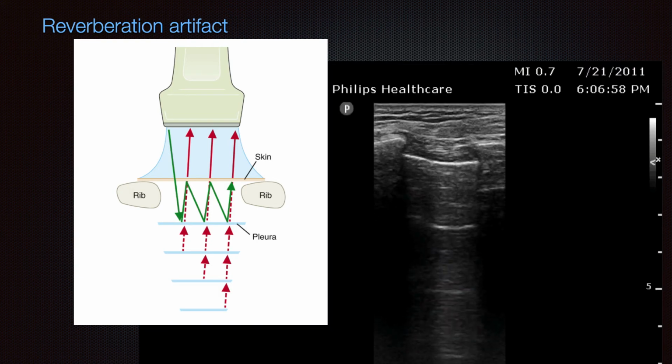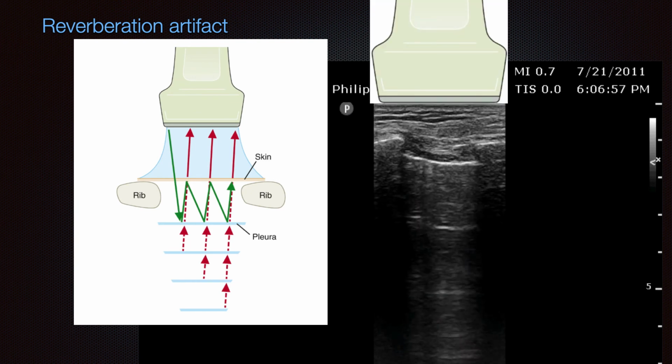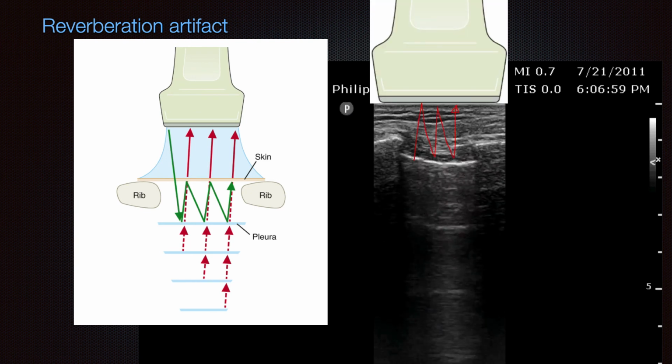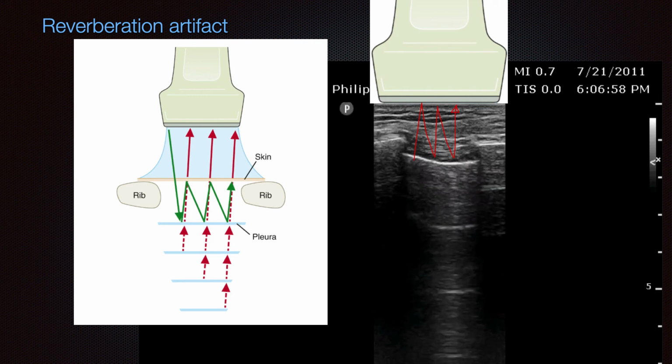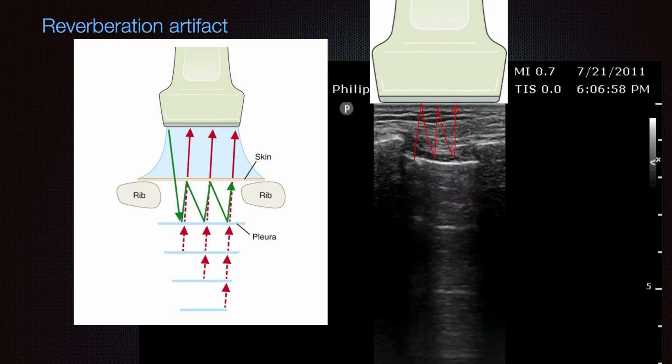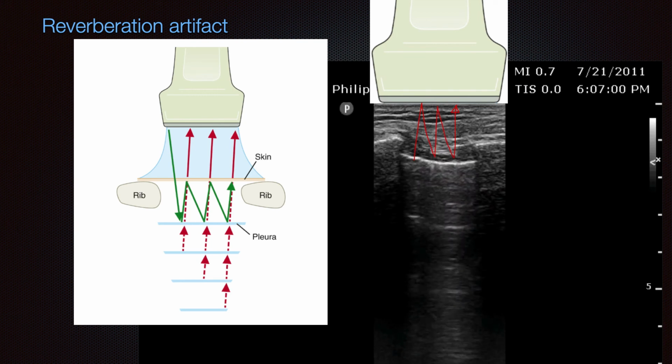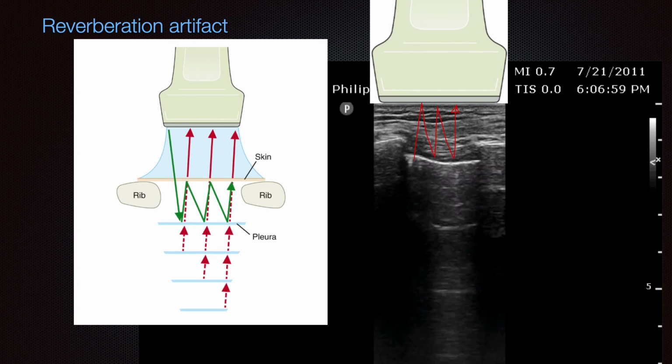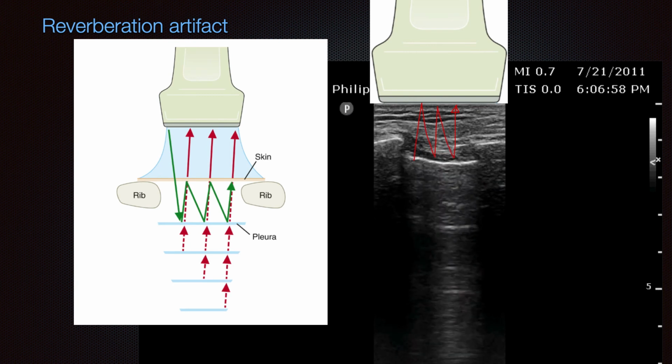A common example of that is the lung. Here we're ultrasounding the lung, and down here you can see the sound waves. They'll hit the pleural line here and bounce back to the skin, bounce back to the pleural line, bounce back to the probe, and then sometimes be absorbed.